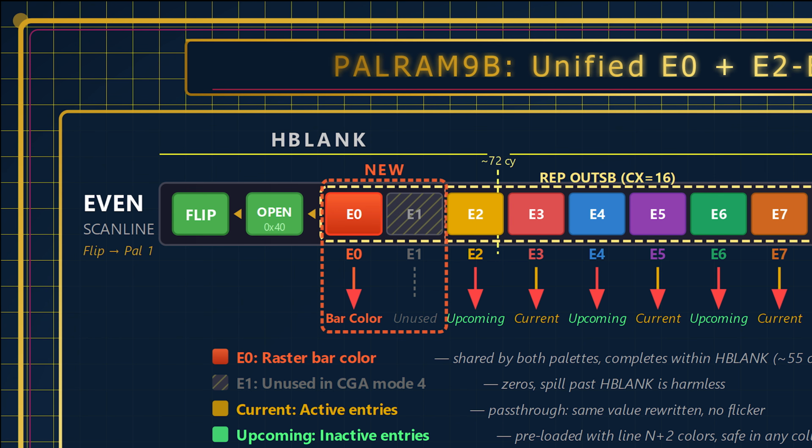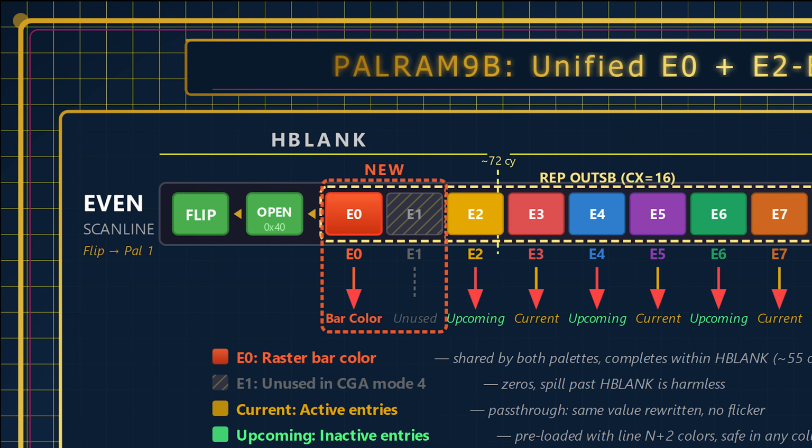In BMP4, we opened the pallet at entry 2, register address 0x44, and stream 12 bytes for E2 through E7. In PALRAM 9B, we open at pallet entry 0, register address 0x40, and stream 16 bytes. E0, E1, then E2 through E7, all in one single rep out SB burst.